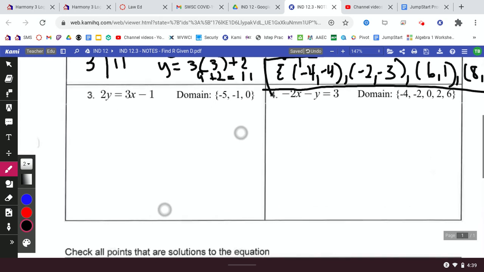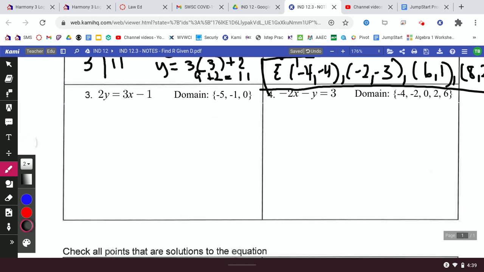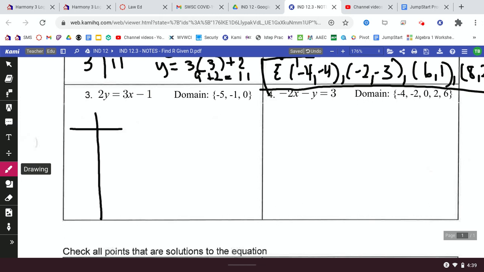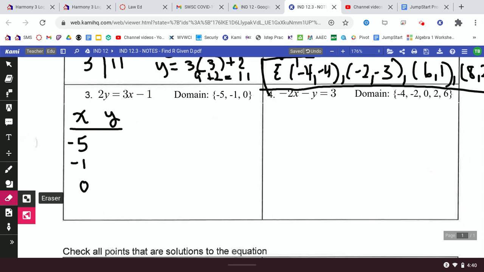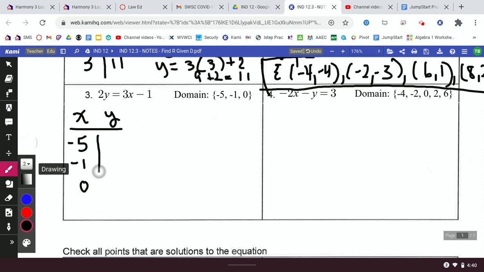All right. So this time, same thing, right? We do it the exact same way. We give ourselves a T-chart here. And our domain, which is our x's, are given. And our domain here is -5, -1, 0. Okay, so I'm going to make that a little bit shorter since I don't need it quite so long there. All right, so we're going to work this problem 3 times because we're given 3 x's here.